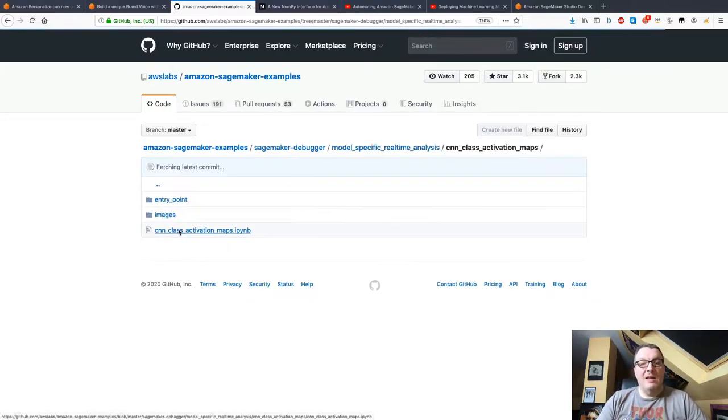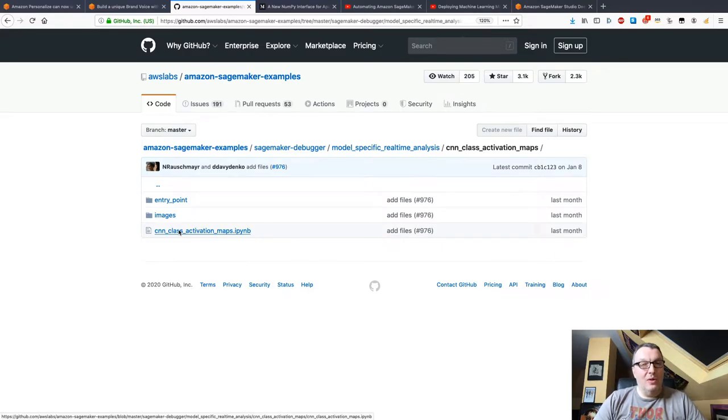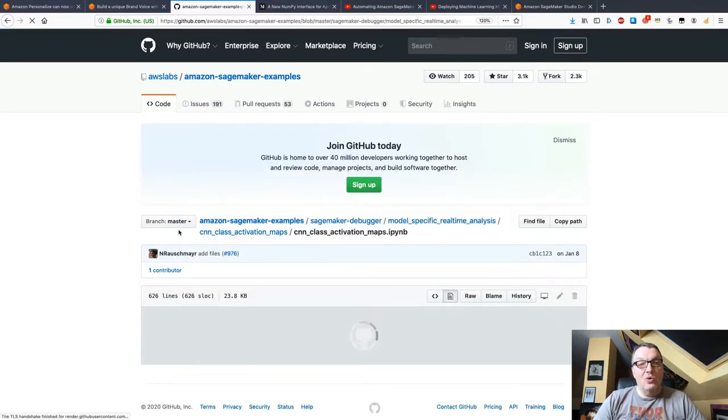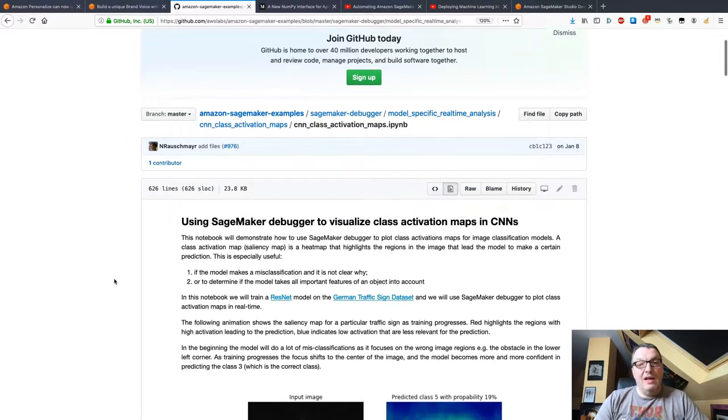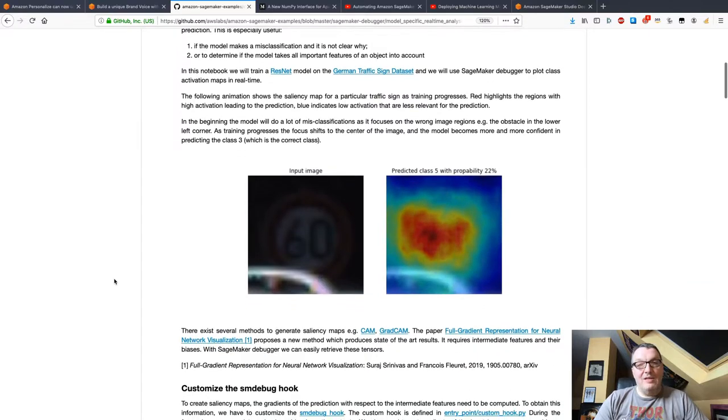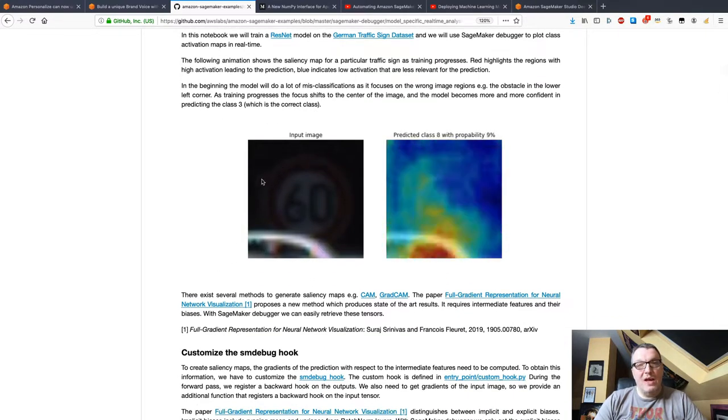There's also a CNN model, a convolutional neural network example that shows you activation maps, that shows you actually what parts of an image is helping the model figure out what class an image belongs to. So this is trained on a traffic sign data set.